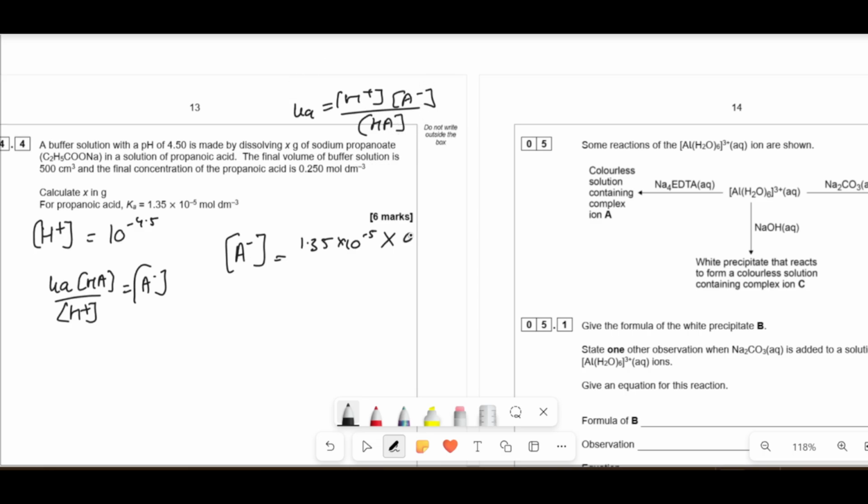So it's going to be times 0.25, divided by the H plus we just worked out, which is 10 to the minus 4.5. If I now do that, I get an A minus concentration of 0.106727 moles per decimeter cubed.